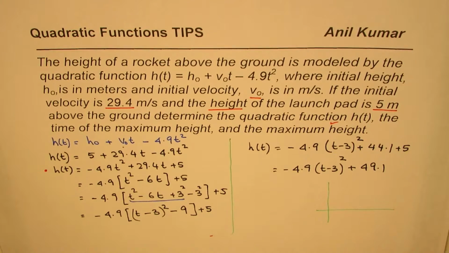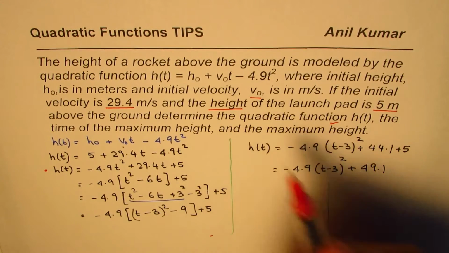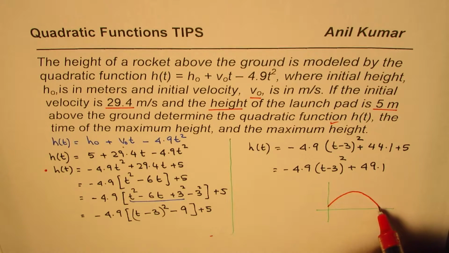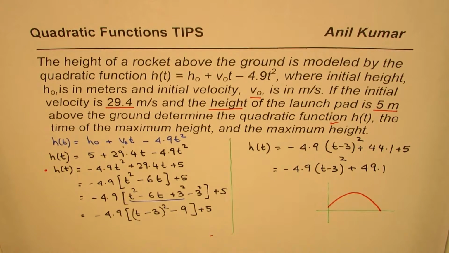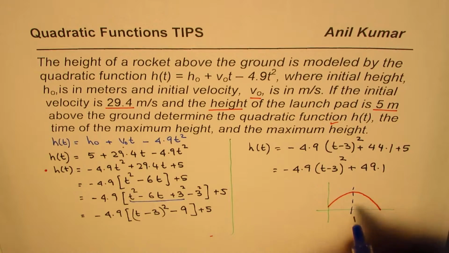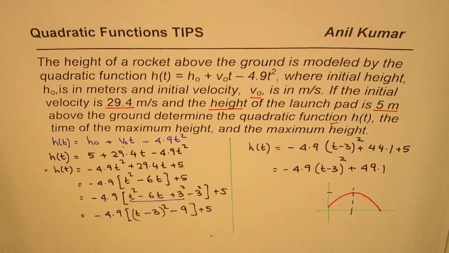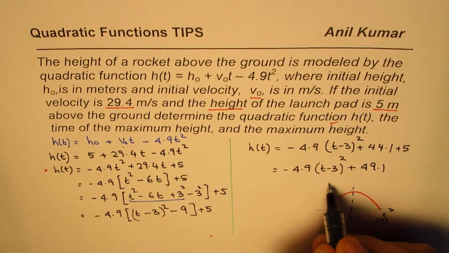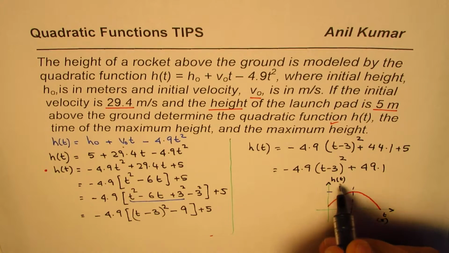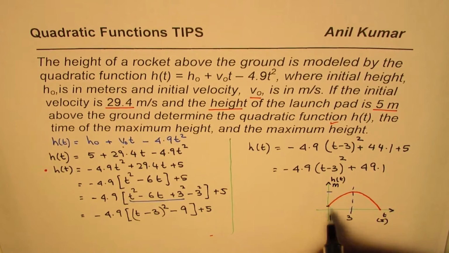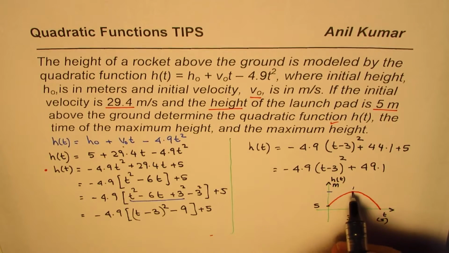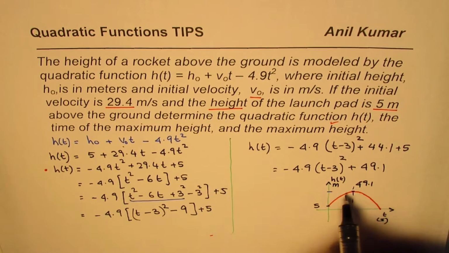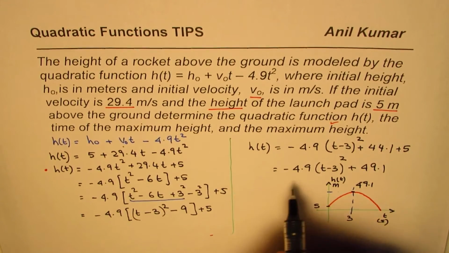If you sketch, which sometimes may be required, not in this particular question, you're launching from a height of 5 meters, it goes kind of like this, right? And what we find here is that this maximum is achieved at t = 3 seconds. So here we have time t in seconds, and this is h(t) in meters, right? This is the launching pad, 5 meters, and this vertex is actually 49.1 meters high, right? So this is the height. So we get our answer.